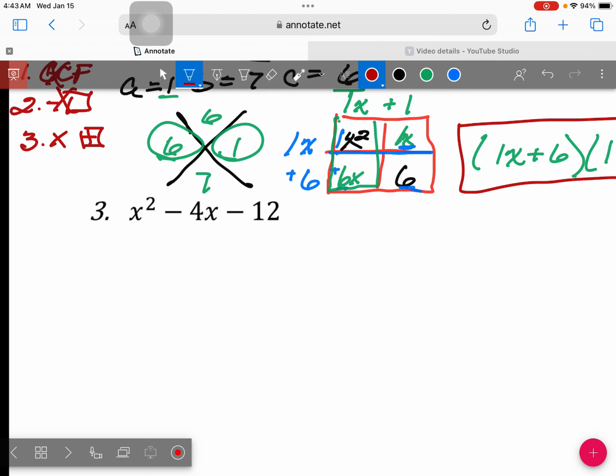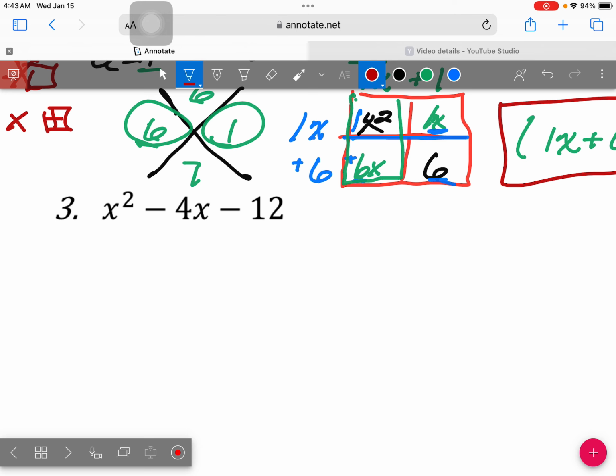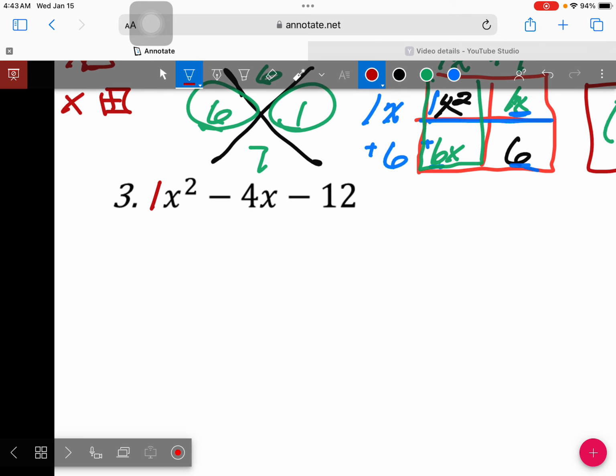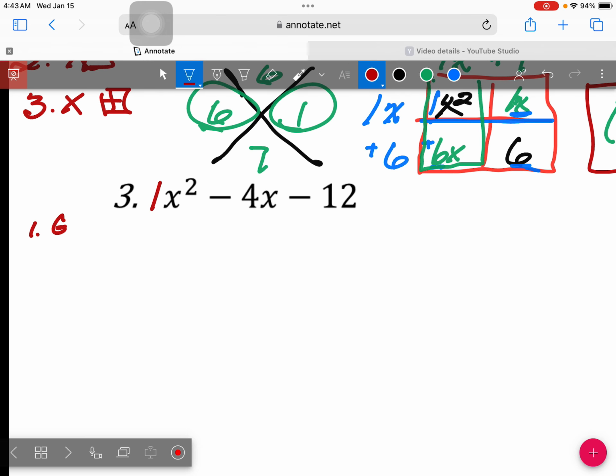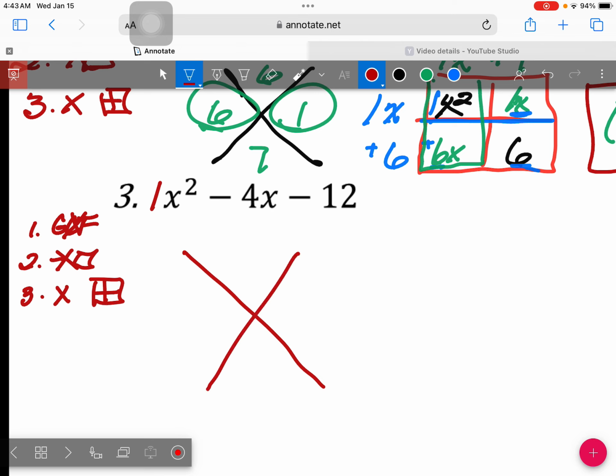X squared minus 4x minus 12. Notice A is equal to 1. So greatest common factor, it's not going to work. Difference of squares, not going to work. So we are on to X box. But before I get to that, my A value, the coefficient, is only 1, B is equal to -4, and C is equal to -12.